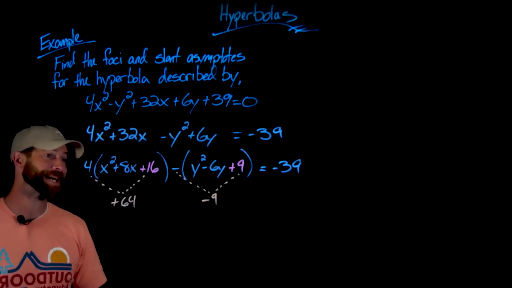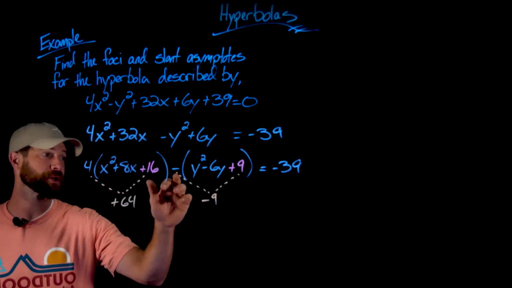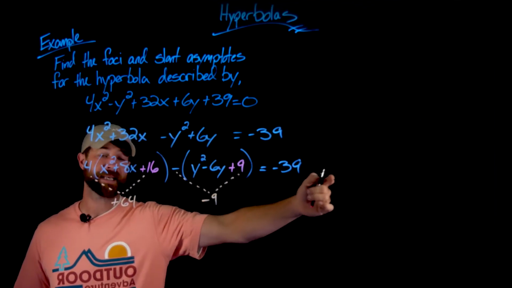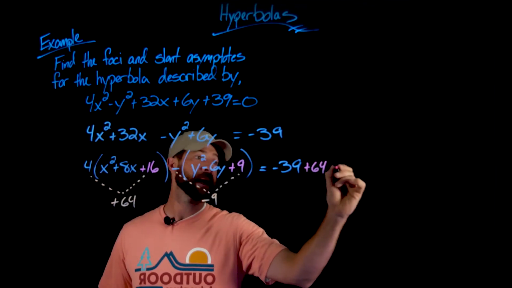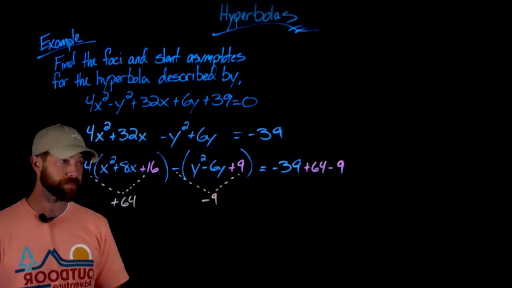What that means then as a reaction is it's not a huge deal. I just need to take into account those coefficients and do the work on this side. So I'm not going to add 16 and 9. What I'm going to do is add 64 and subtract 9 from that side of the equation.